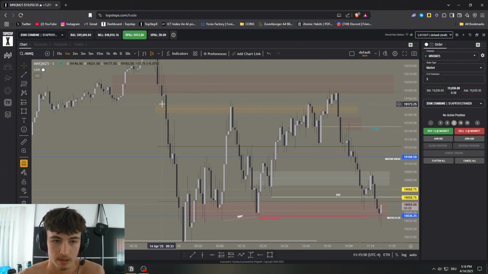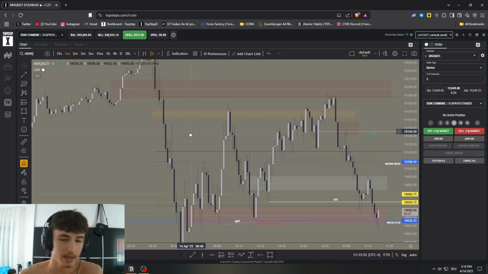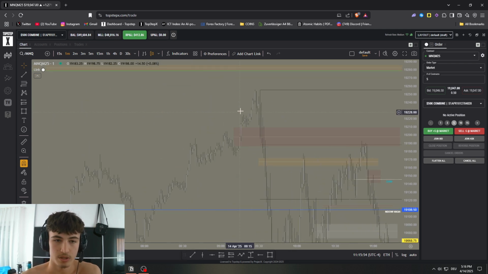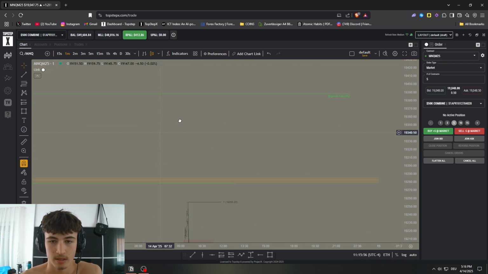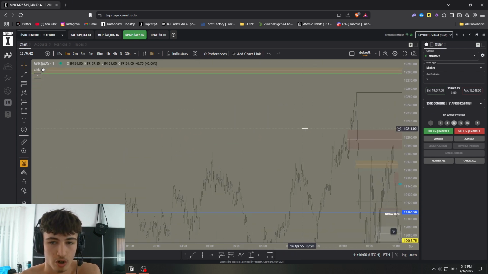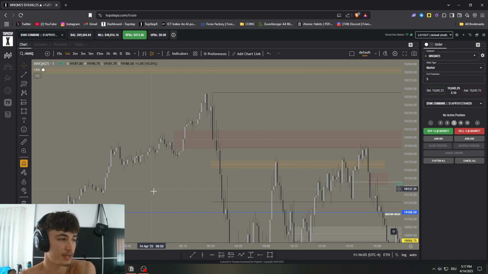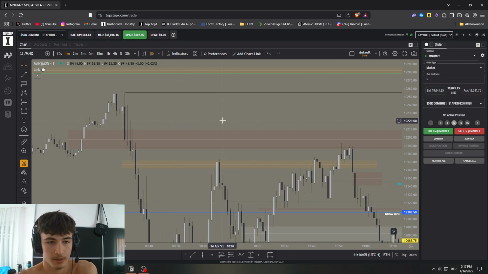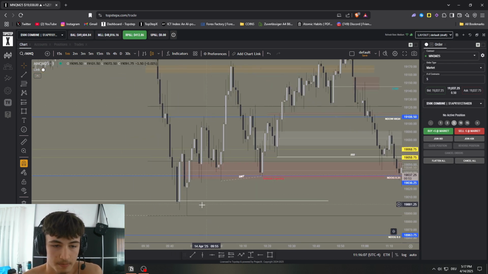I'm looking. Not entering yet because I'm also seeing some liquidity right here that wasn't taken out, and for this short, I had everything besides a SMT, so I didn't enter. And then yeah, I waited.